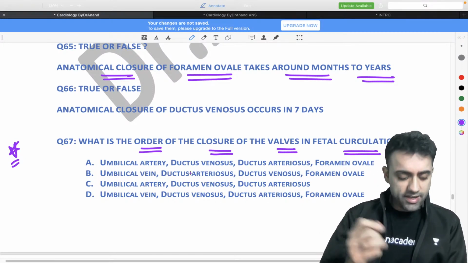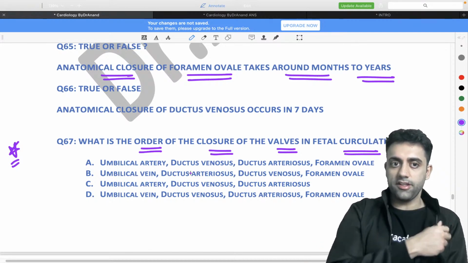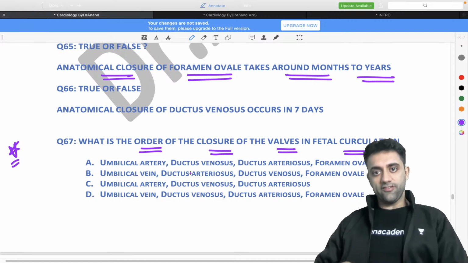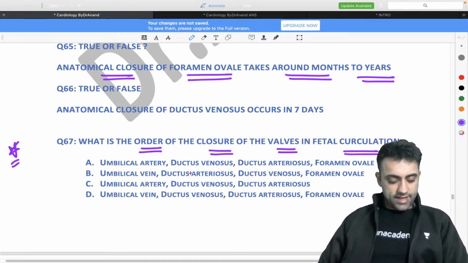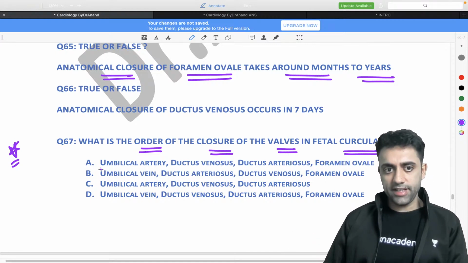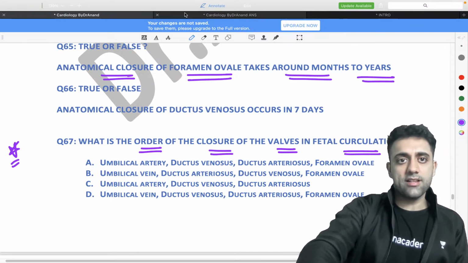Okay, who will answer? Give me a random guess, guys, and I will tell you the right or wrong answer. What do you think? What is the order of closure of the valves in fetal circulation? How will the order of closure be? Anyone? Random A, B, C, D. Then I'll tell you a mnemonic, and then we'll finish it off.